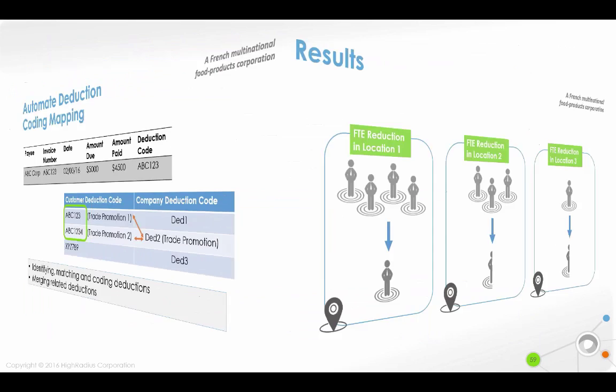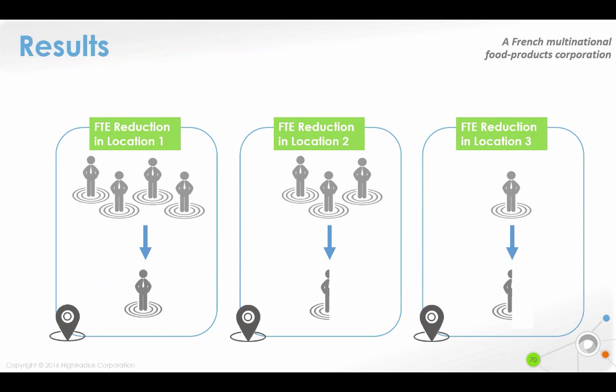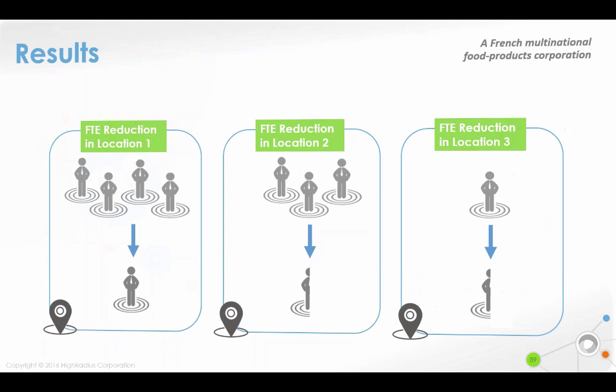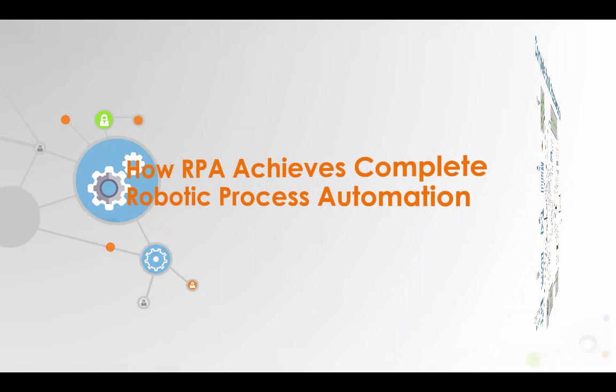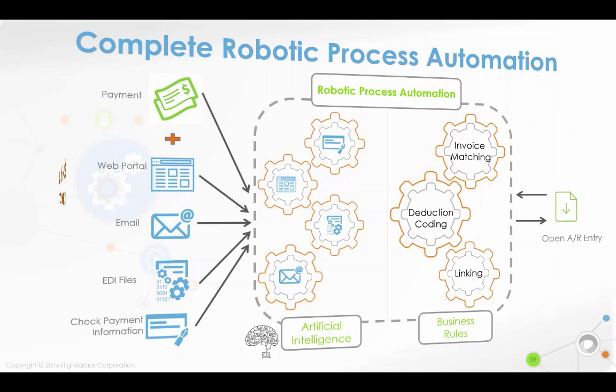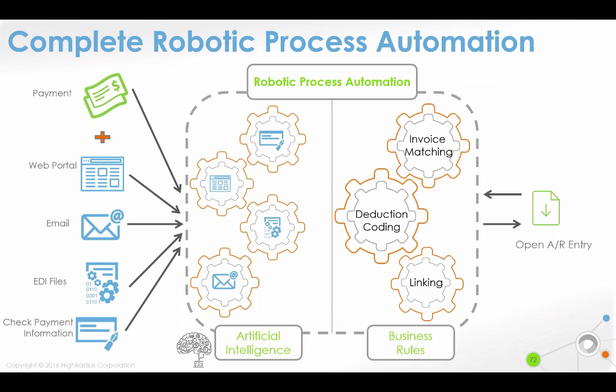As a matter of fact, team members who had been dedicated to deduction code handling were significantly reduced across the various locations. So they were able to take those resources and reallocate where they worked. So I gave you a breakdown of the details about how robotic process automation works. And when I say that robotic process automation can achieve end-to-end cash application processing, I mean it. There is this opportunity for technology to be able to do this for you.